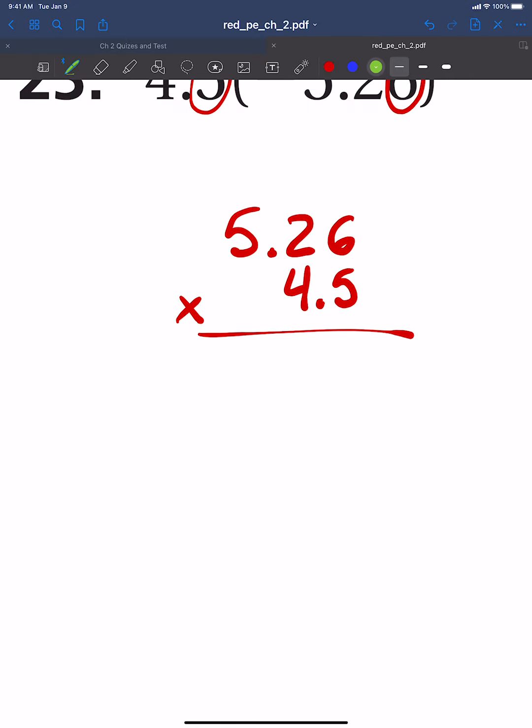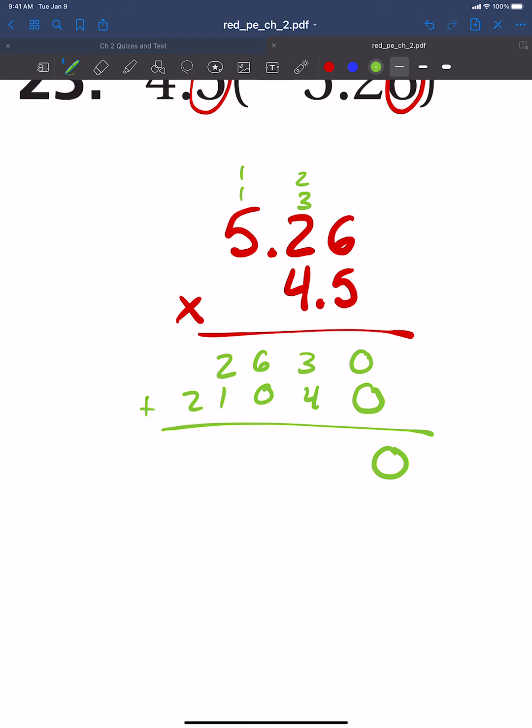6 times 5 is? 5 times 2 plus 3. 5 times 5 plus 1 more. Placeholder 0. 4 times 6? 4 times 2 plus 2. 4 times 5 plus 1. Add them all up. 23, 0. 7, 7. 6, 3, 2.